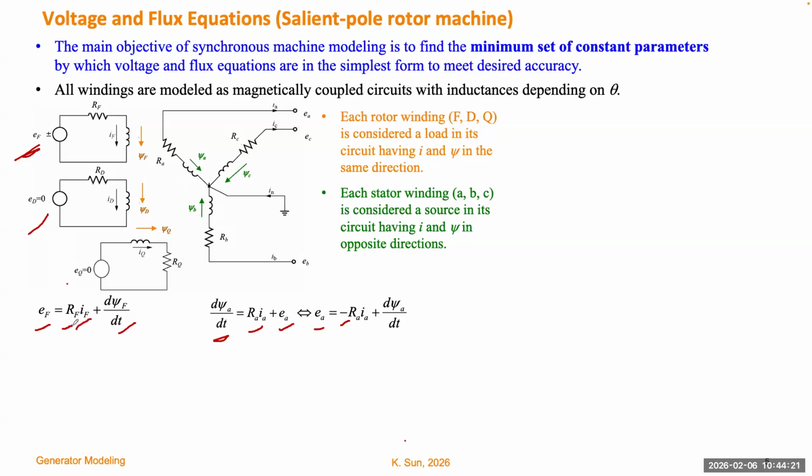So we have 6 windings. Later we'll have 6 voltage equations. All the equations will be structured in such form. On the left-hand side will be the voltage, instantaneous voltage. Right-hand side, the first item is voltage drop on the resistance, and the second is voltage on the inductance. And if that winding is a stator winding, you will see a negative sign in front of this Ri.